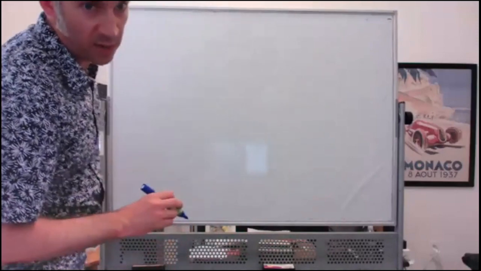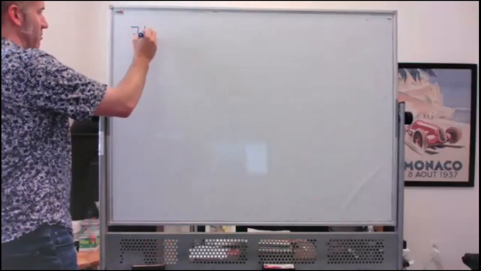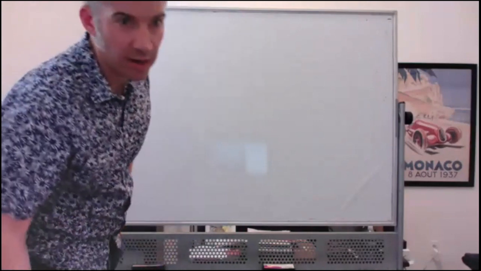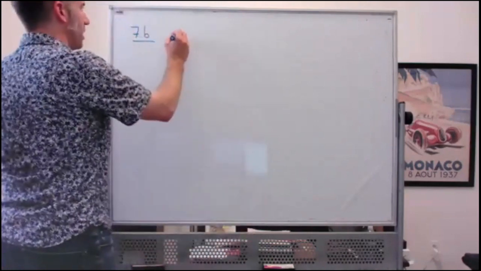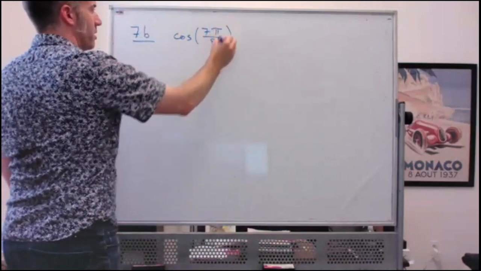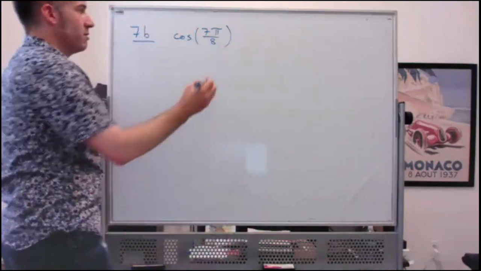So for the sake of time, I'm going to skip 7a. I'm going to do 7b though. They're virtually the same, so I don't think doing both of them is really super necessary. Let's do 7b, which is cosine of 7 pi over 8. And we're going to use the half angle formula to find this. The half angle formula is given.